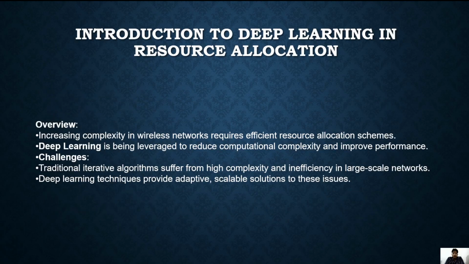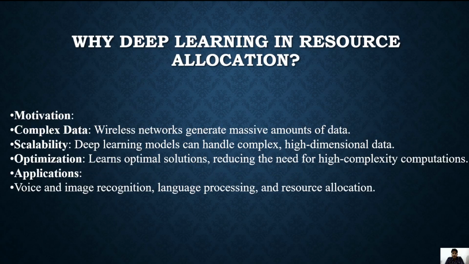Introduction of deep learning in resource allocation. Overview. Increasing complexity in wireless networks requires efficient resource allocation schemes. Deep learning is being leveraged to reduce computational complexity and improve performance. Challenges. Traditional iterative algorithms suffer from high complexity and inefficiency in large scale networks. Deep learning techniques provide adaptive, scalable solutions to these issues.